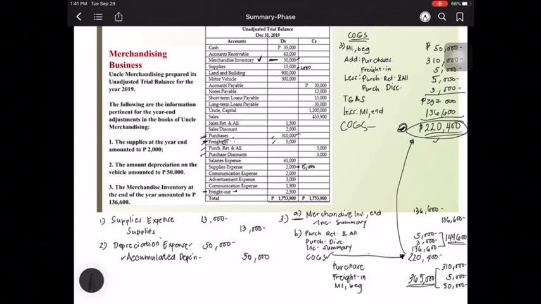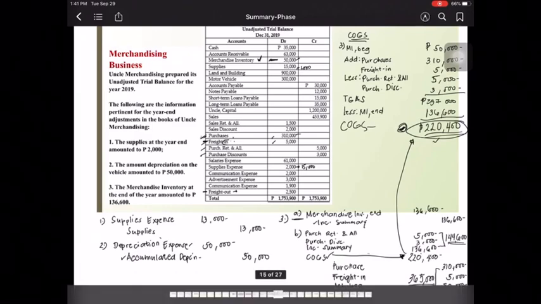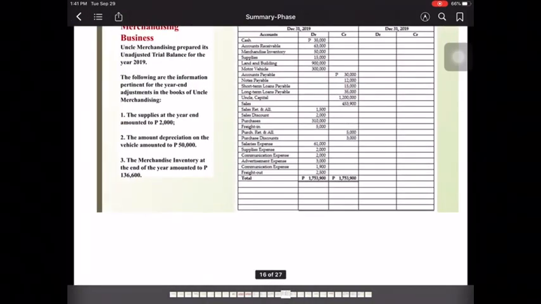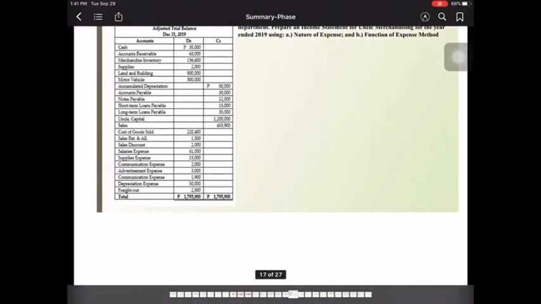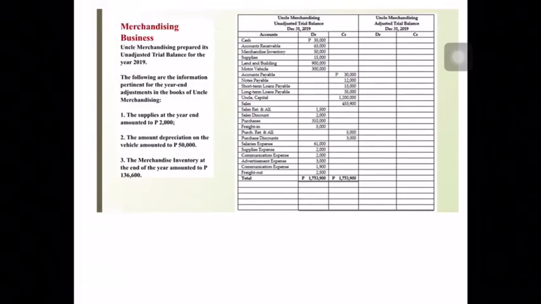Then we just have to prepare now your adjusted trial balance. Let's just incorporate the amounts to your adjusted trial balance. All right, so let's move on. So after performing this, this is your adjusted trial balance. I already prepared here your adjusted trial balance. We just have to fill in the amounts here.